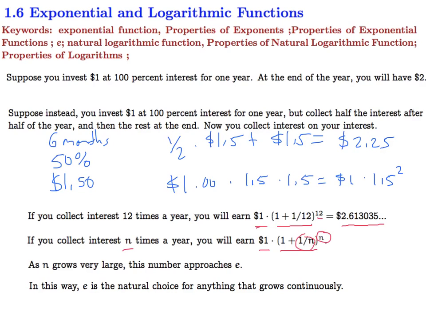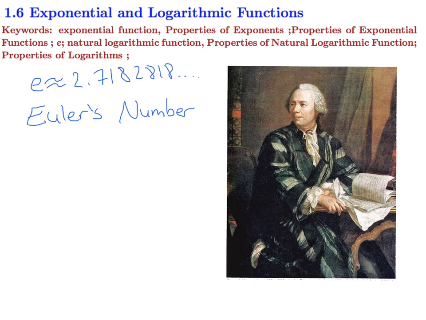So this number e is a very natural choice for anything that grows continuously. e is useful in banks that collect interest. e is also useful when modeling population growth or radioactive decay. It's a very natural choice to use for things, and that's why it's used very often in math and in science. So just a brief history now.